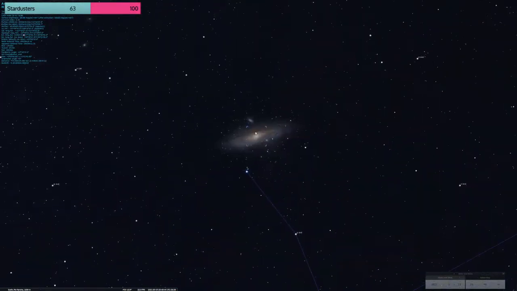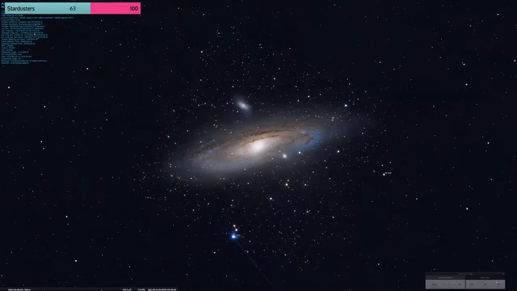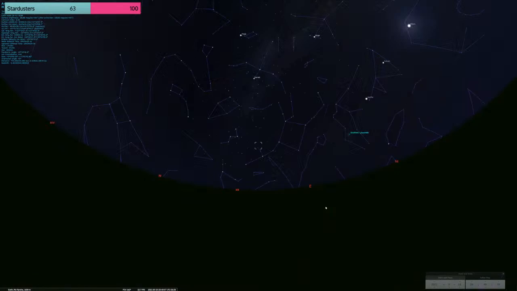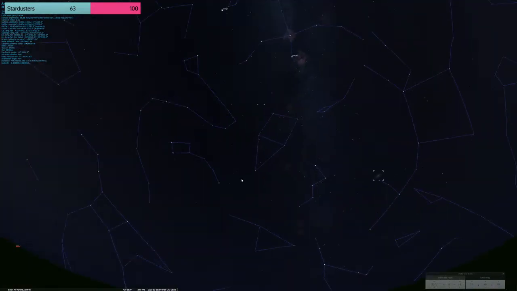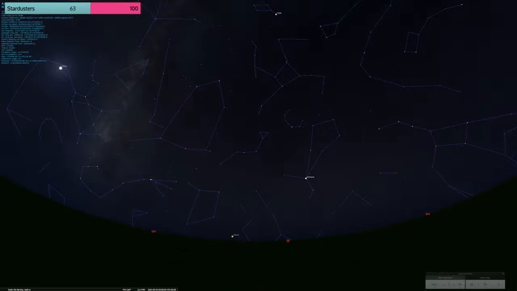But there it is. This is the Andromeda Galaxy. This is a nearby galaxy that's actually heading towards us. It's one of the few objects that's actually coming towards us. We'll explain that in just a second. Let's zoom out of here, and let's go to a different software, shall we?